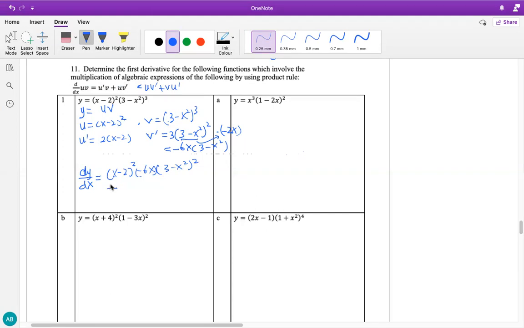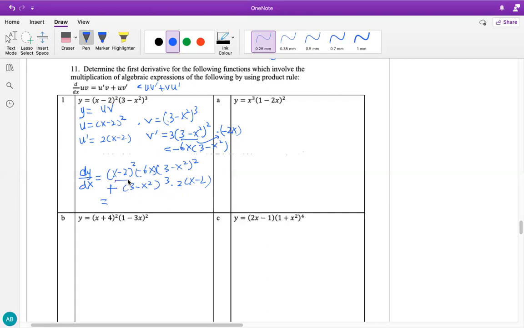Then you plus vu prime. So v is (3 minus x squared) cubed. Then multiply u prime, so it's 2 times (x minus 2). Okay. So if you cannot continue because you have to factorize, what you do is just leave the answer like this, or you can continue.